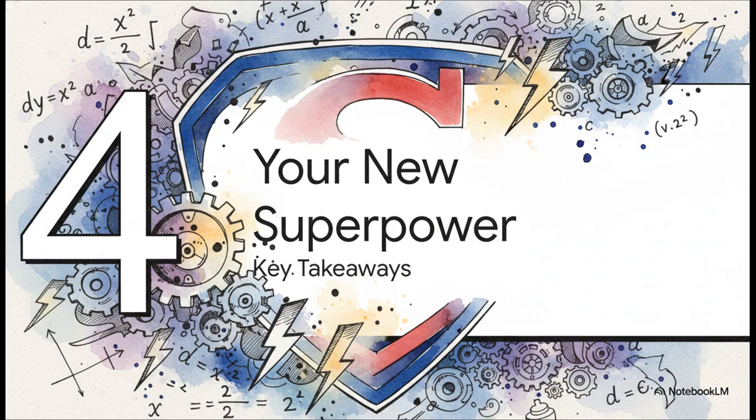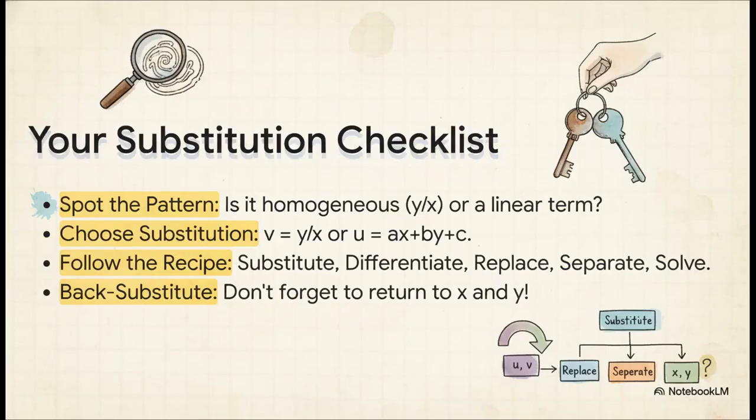What's the big takeaway here? You've basically just unlocked a new superpower for your math toolkit. So let's boil it all down to a simple checklist you can use. Okay, here's your substitution checklist. First, and most importantly, you have to spot the pattern. Are you seeing y over x all over the place, or is there some repeated linear term, like ax plus by plus c? Next, based on that pattern, you choose your weapon. v equals y over x, or u equals ax plus by plus c.